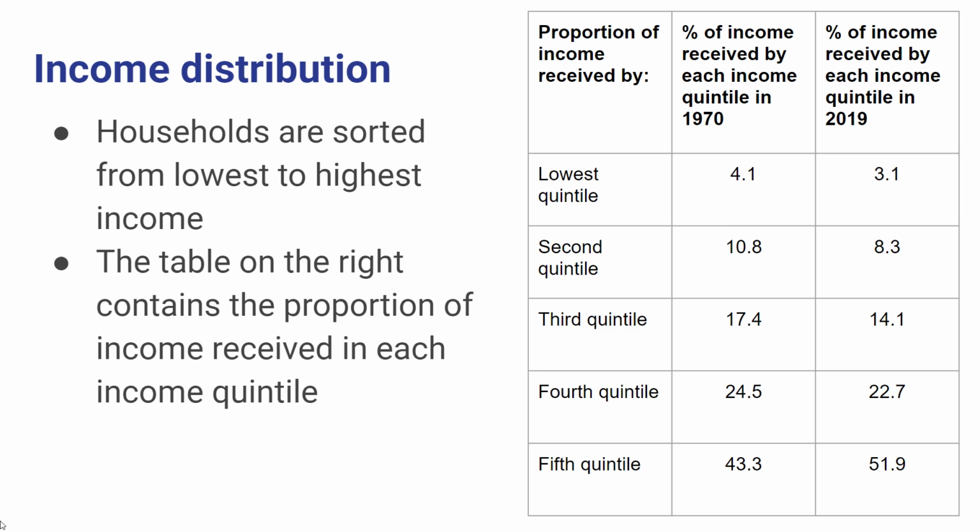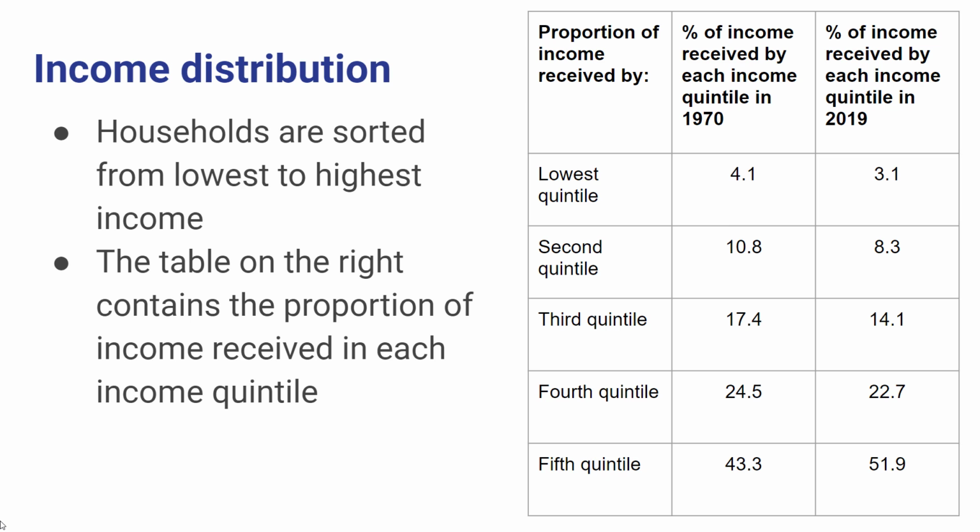What we can note is that income inequality seems to have increased because in 1970, households whose income fell in the bottom 20% of the income distribution received 4.1% of the total income. By 2019, that had fallen to 3.1%. Similarly, in the second, third, and fourth quintiles, the proportion of income received by households in those categories fell between 1970 and 2019. But we observed that incomes in the top quintile rose fairly substantially.